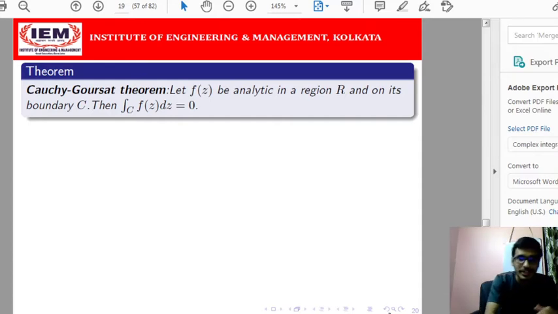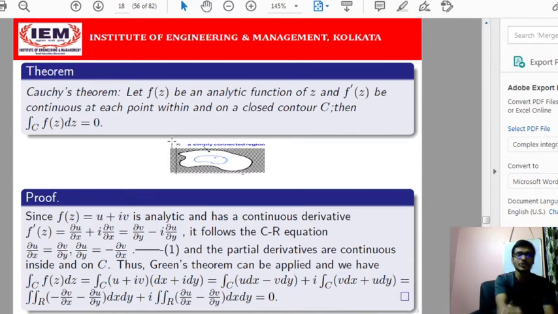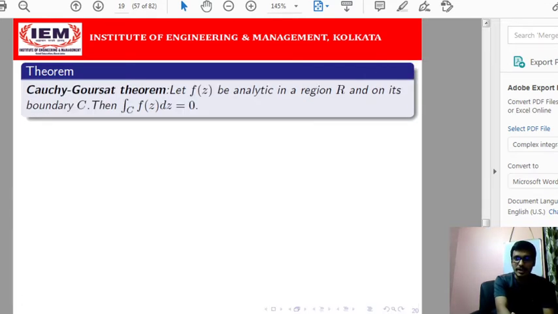As per this Cauchy-Goursat theorem, there are actually two conditions. f(z) should be analytic, as well as f'(z) should be continuous at each and every point within and on the closed contour. This second condition, that f'(z) is continuous at each and every point on and inside that closed contour C, is omitted here. So Goursat has proved this theorem in another way by neglecting the second condition.